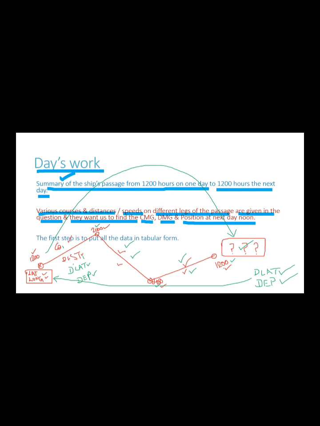So the first step is to put all the data in the tabular form. So we put all the data in tabular form. The data is given to us in text format. Okay, it is given to us in text format. In the question we are given words, language, text. We make a table from this text. So I will show you what type of table we make.